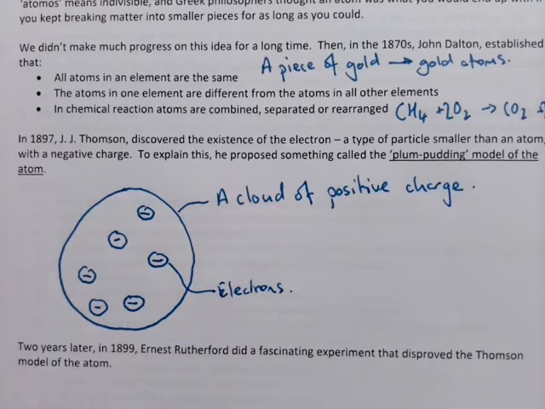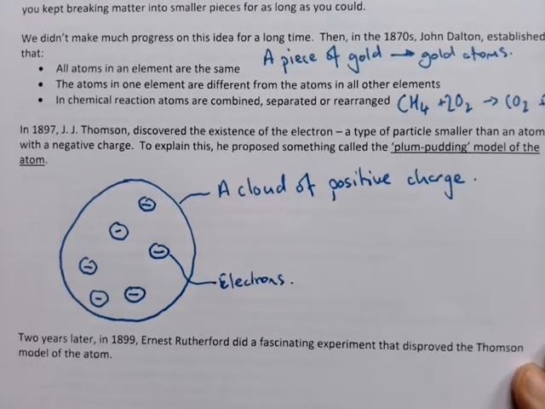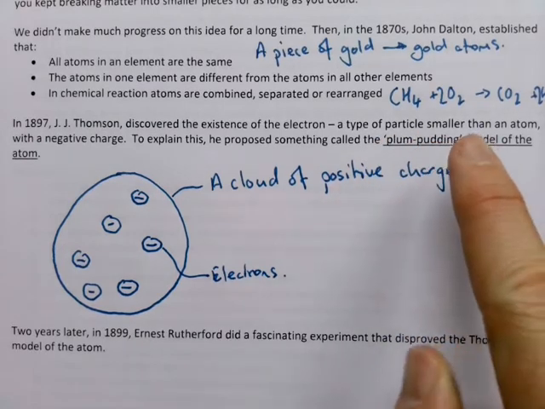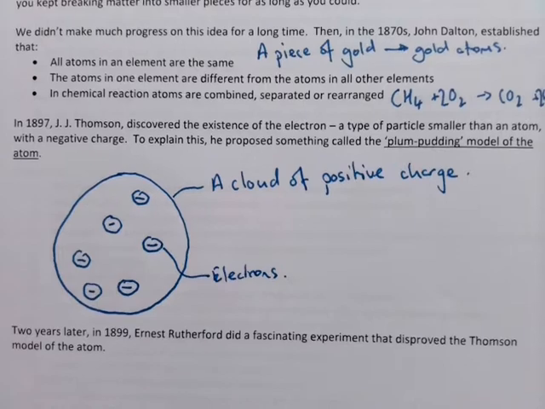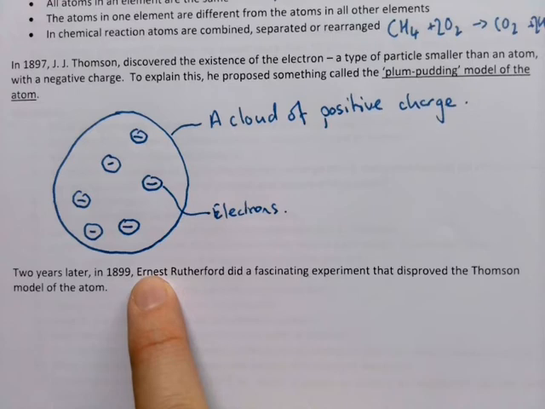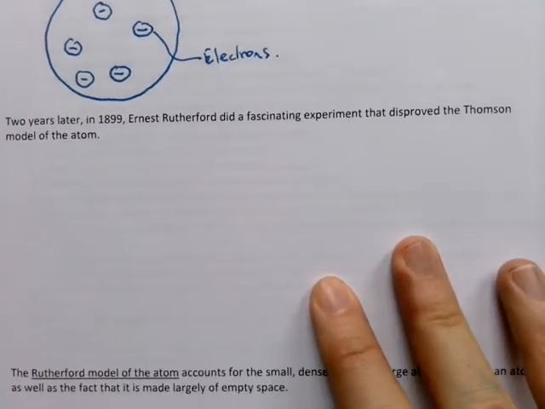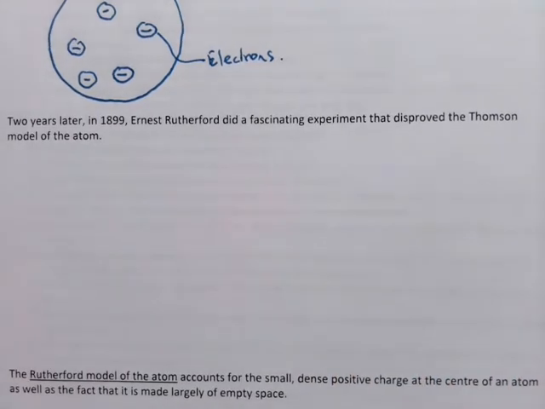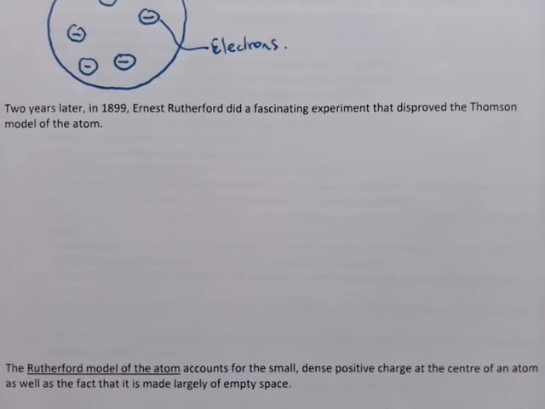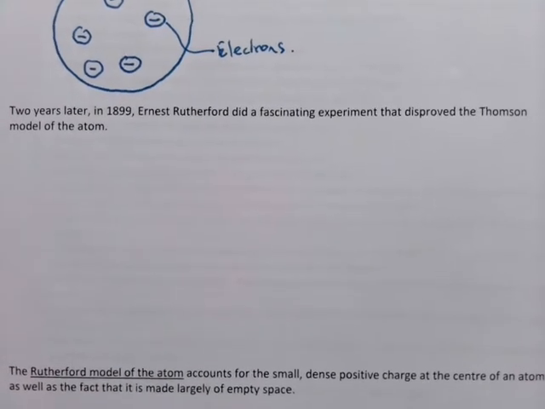Now, fine, it's a model, so it explained why you get particles smaller than an atom called an electron with a negative charge, but it's not necessarily correct. And a couple of years later, in 1899, Ernest Rutherford did a fascinating experiment that disproved the Thomson model of the atom. And when I say that this was a fascinating experiment, I really mean it. This is, in my opinion, one of the great experiments of all time. Really tremendous work by Ernest Rutherford.